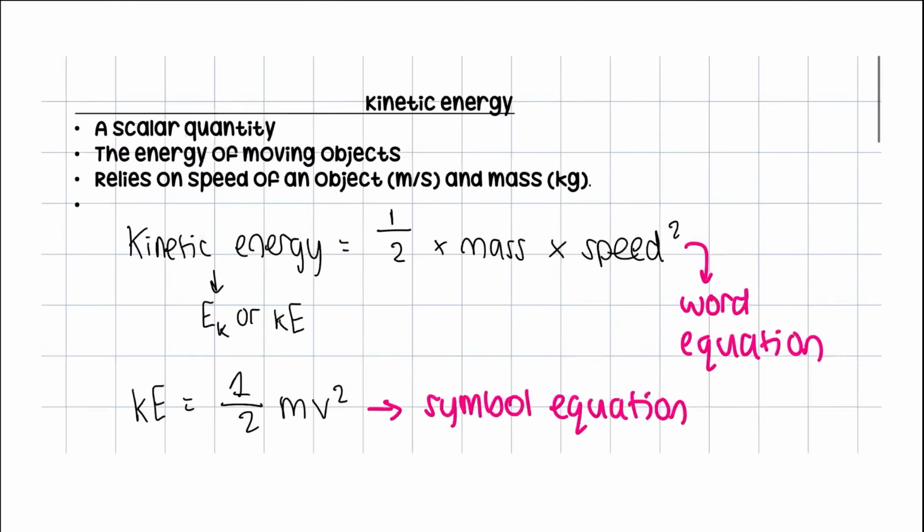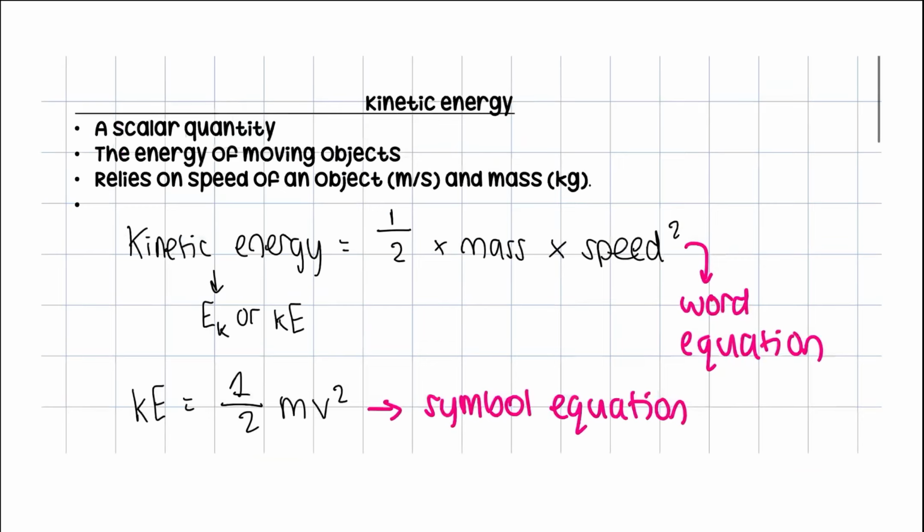So let's go into detail of kinetic energy. Kinetic energy is a scalar quantity, and that means it only has magnitude. It doesn't have direction. So for example, kinetic energy will always be 20 joules. It won't be minus 20 joules or plus 20 joules. It will just be 20 joules. And kinetic energy is the energy of moving objects, so it relies on the speed of an object and the mass. As I previously said, here is the equation for kinetic energy.